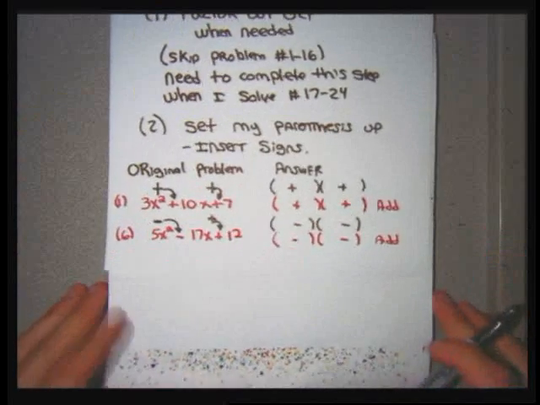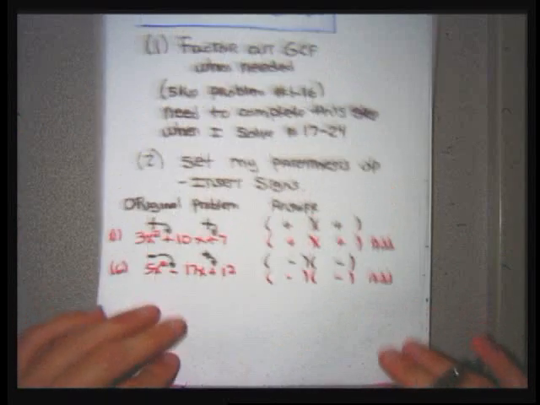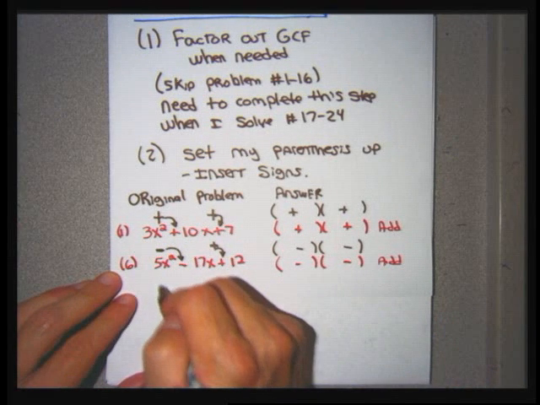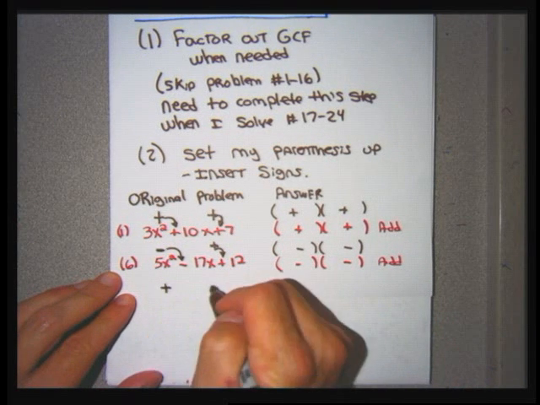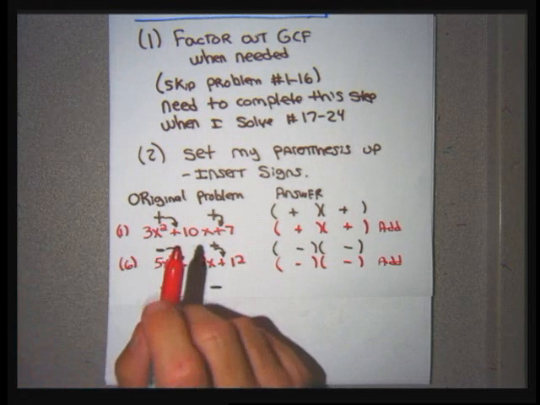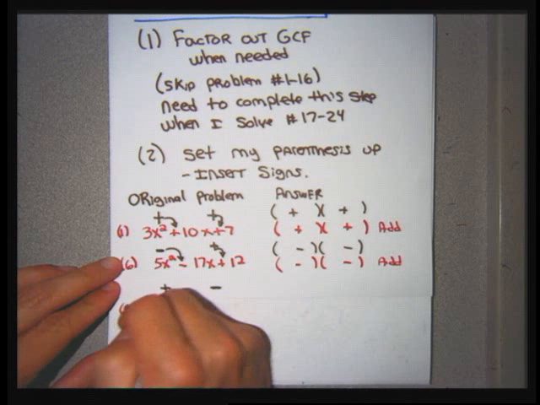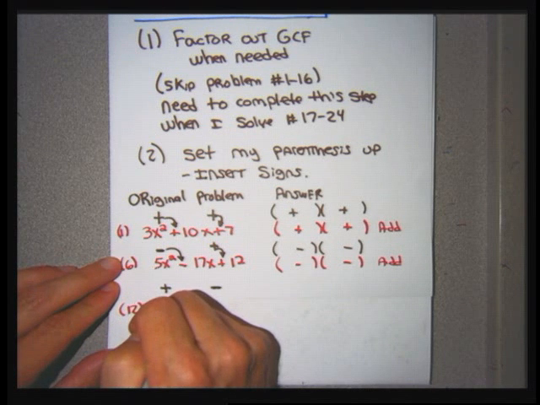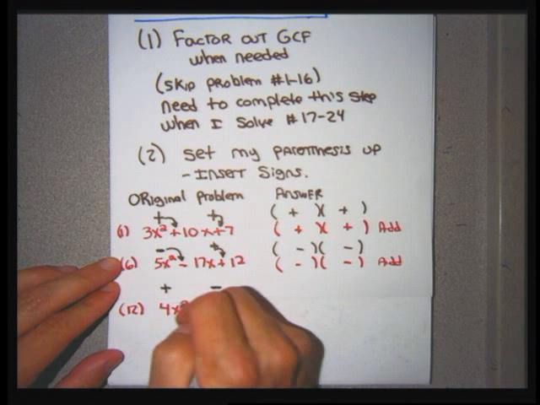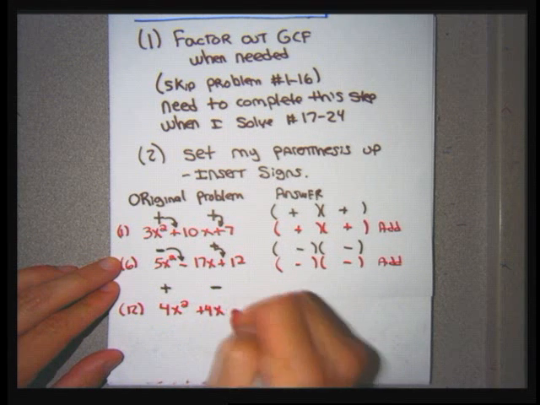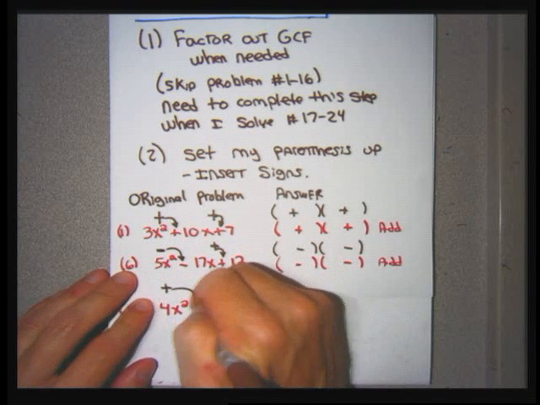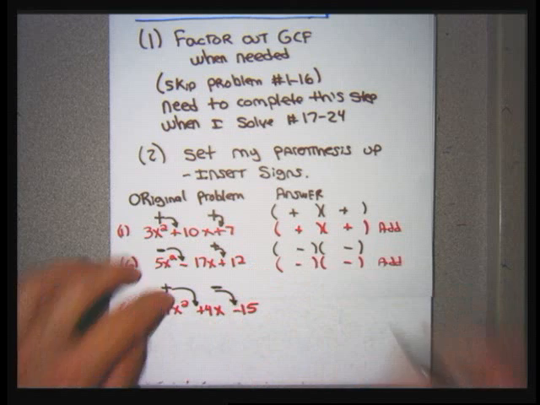So another situation that I could have that is different is a problem where the first sign is a plus and the second sign is a minus. As I glance through the homework quickly, problem 12 jumps out at me to have that sort of situation. Problem 12, when I look at it, I see 4x squared plus 4x minus 15. So the first sign I see in the problem is a plus. The second sign I see in the problem is a minus.